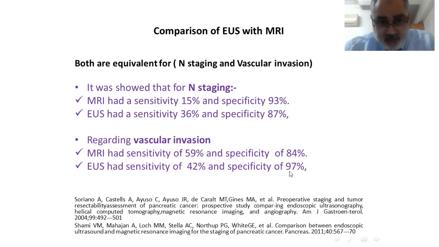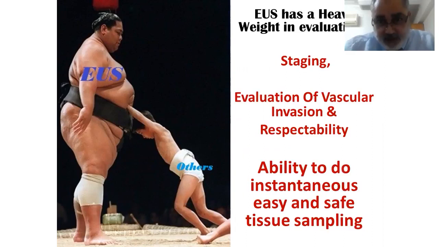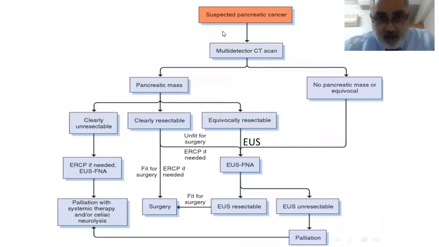So EUS has a heavy weight in staging, evaluation of vascular invasion and resectability, and the ability to do instantaneous, easy, and safe tissue sampling. This is my last slide, showing the very nice algorithm for the workup of cases of pancreatic masses for detection and staging.